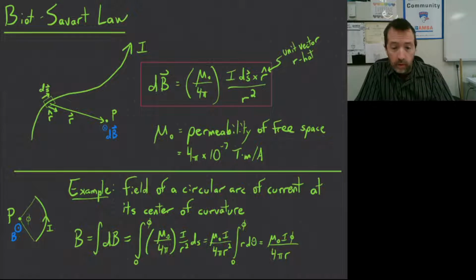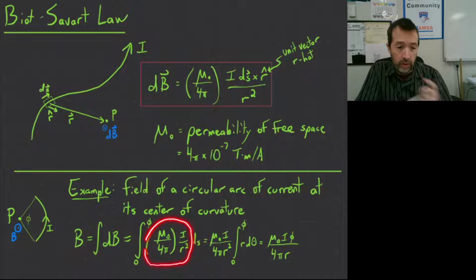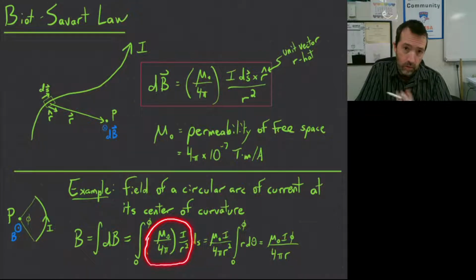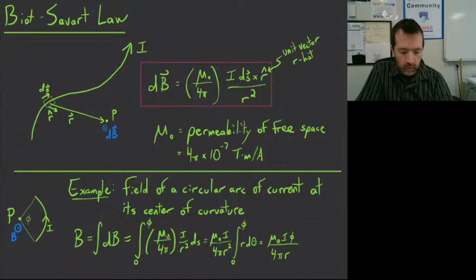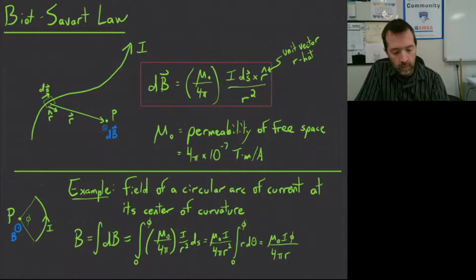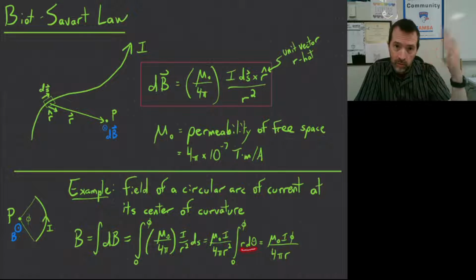Okay, so I'm supposed to integrate ds over the entire arc. Notice that all of these things in my little neon box are constant with respect to my position on the arc. So I can just take all of that outside of the integral. The way I wrote it here is I rewrote ds as r times d theta, and then I'm going to integrate theta from 0 to phi.